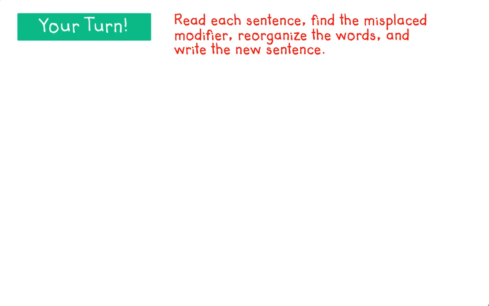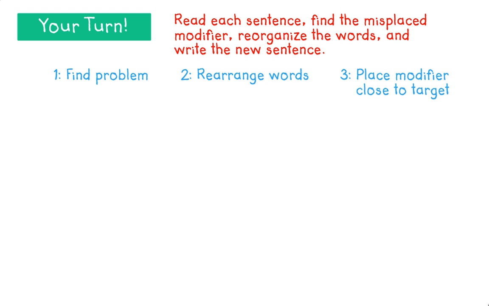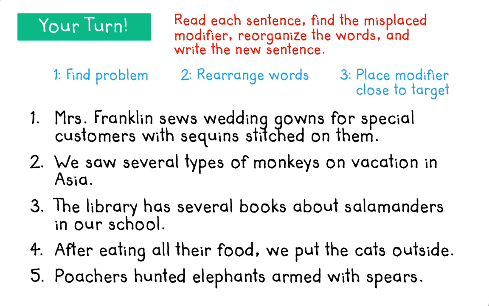Now it is your turn to identify the misplaced modifiers in sentences and use the strategies we just rehearsed to fix them. For each sentence, find the misplaced modifier by finding the modifying word or phrase and its target, the word it should describe. Rearrange the words in the sentence so that the modifier is as close to its target as possible, preferably just before or just after it. Correct sentences 1 through 5. Write the corrected sentences down on your practice sheet. When you have completed this exercise, you can hit play again.